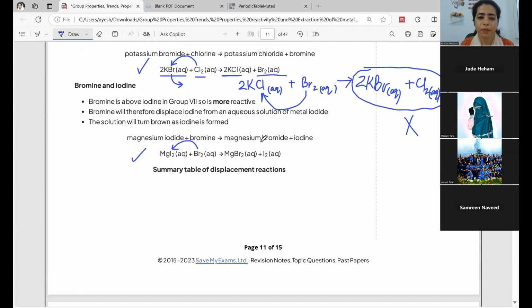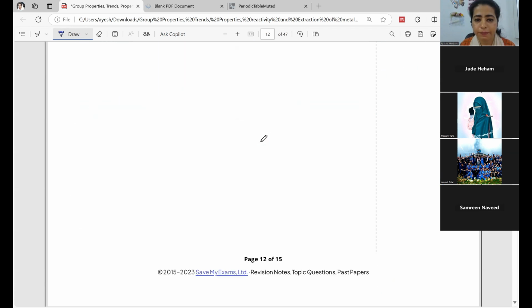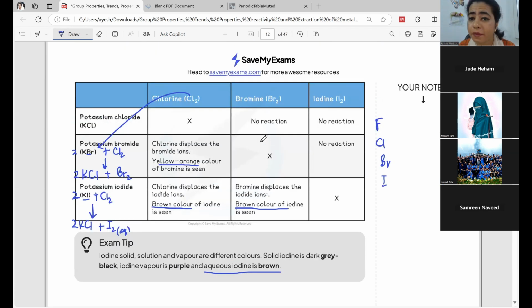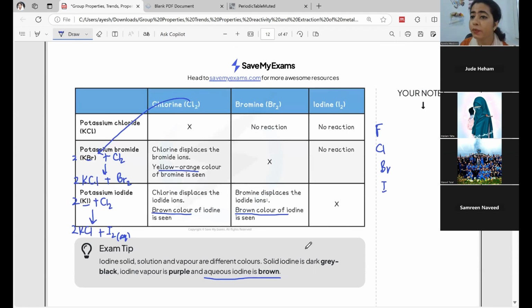Okay. But Miss, here it's not written whether it's aqueous or not. It will be aqueous, yes. All the reactants are aqueous, and all the products will be aqueous as well. And we are talking about the aqueous color here. Iodine, in the form of a solid, is gray-black, but in the form of aqueous, it is brown.